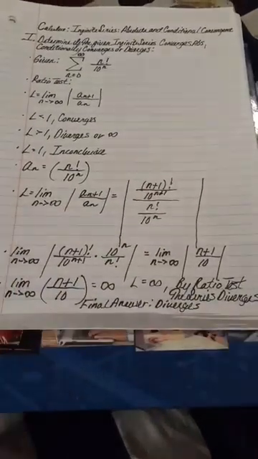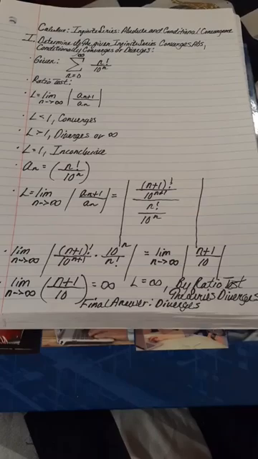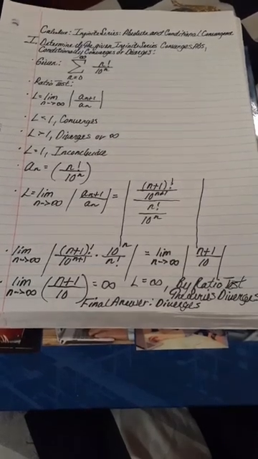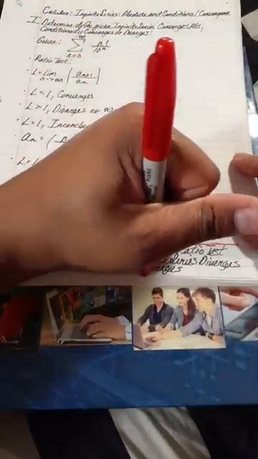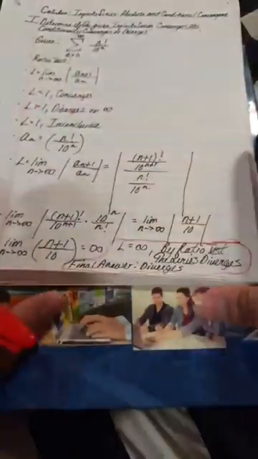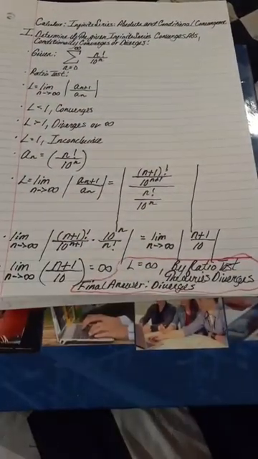In some cases, you can use the root test. I don't know where my marker went. Oh, there it is. So in some cases, you can use the root test. There's a whole bunch of different tests that you can use to see whether or not a series converges or not. But in this particular case, we used the ratio test, and this is basically how you get the answer.